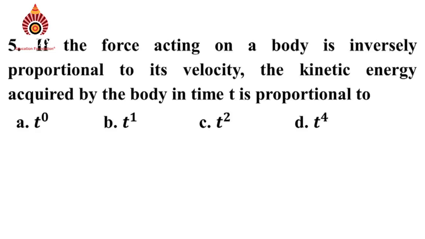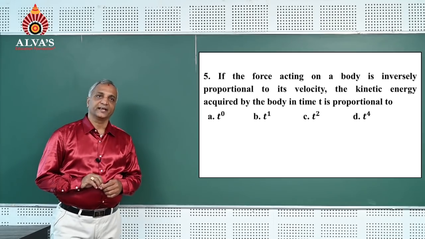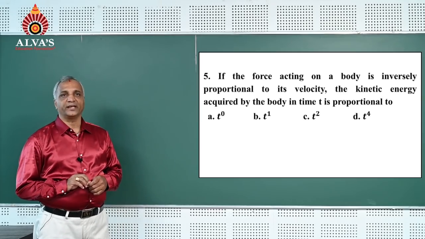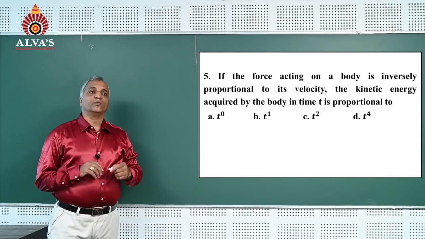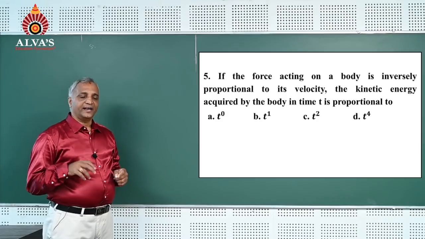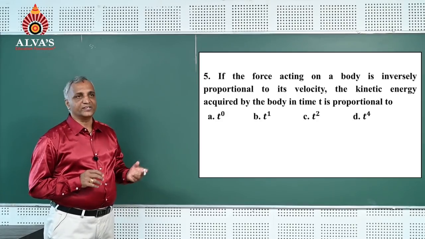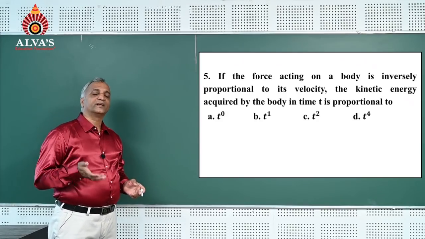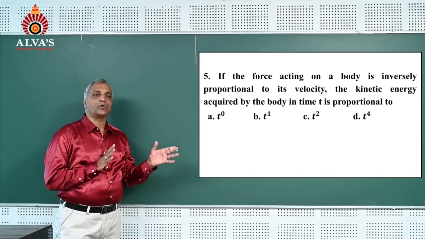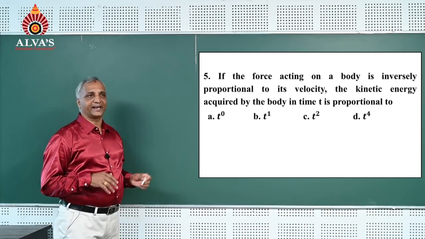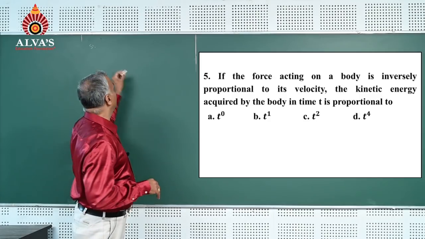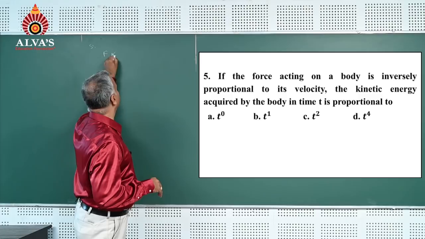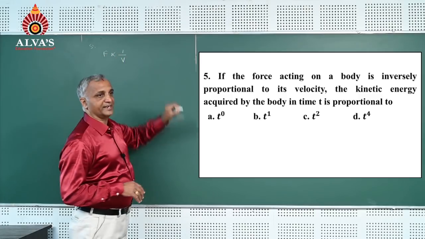Question number 5. If the force acting on a body is inversely proportional to its velocity, the kinetic energy acquired by the body in time t is proportional to. See, when a body is moving with certain velocity, its kinetic energy will be half mv square, and whatever work is done by the force will be stored or appear as the kinetic energy itself. It is given that force is inversely proportional to velocity.